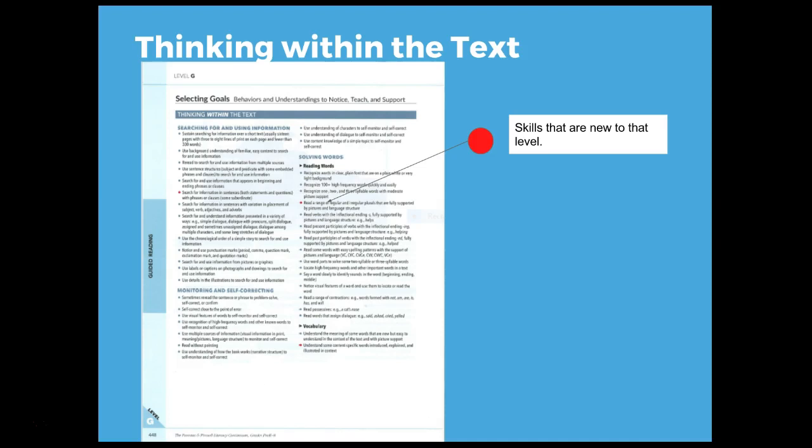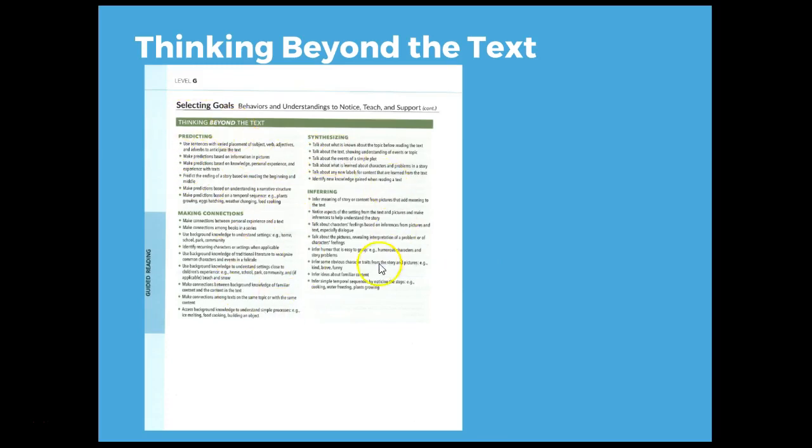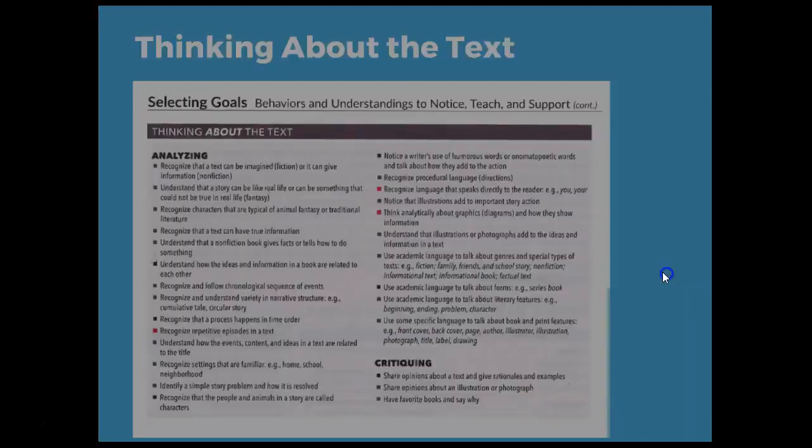So here you see thinking within the text. Anything that's new within the text in level G is going to be new. You see how it's taking those 12 strategic actions and giving you behaviors to understand, teach, and support. So that's very good. And then here's beyond the text, and how it looks at level G. It really looks a whole lot like a level F. And then thinking about the text, we have some new things: recognizing language that speaks directly to the reader, like you and your, and thinking analytically about the graphics and how they show you information. That is huge. That is huge on STAR. So you see those sections are telling you what you're going to be doing with that reader.